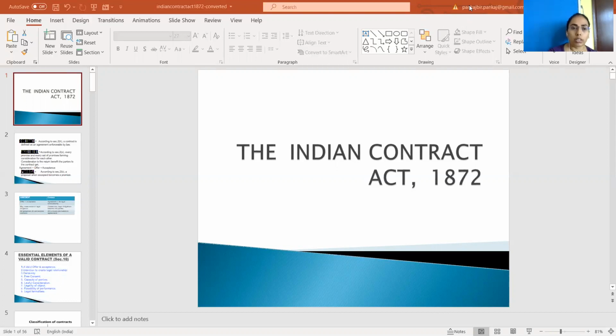When it came into force, it was applicable to the whole of India except Jammu and Kashmir, but now it is applicable to all the states of India. So if we talk about the Indian Contract Act, it is an act or a law which deals with contracts made by persons. So first we need to understand what the meaning of a contract is.